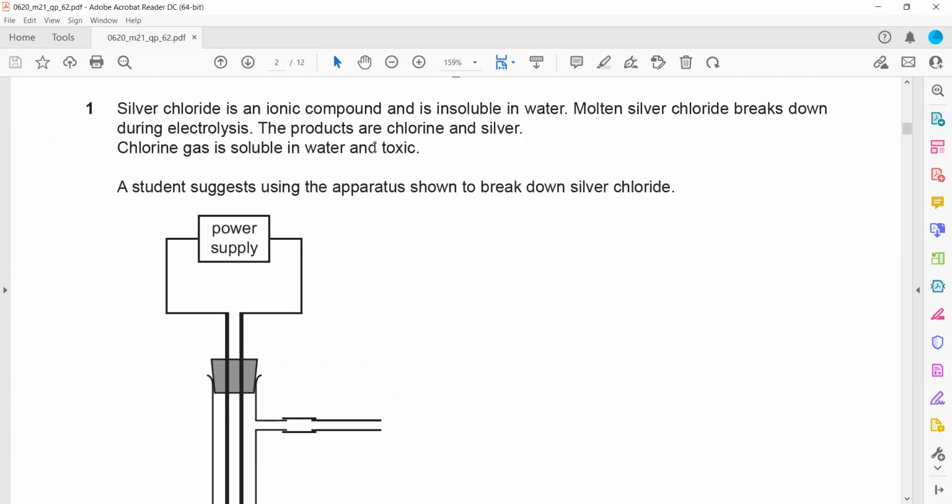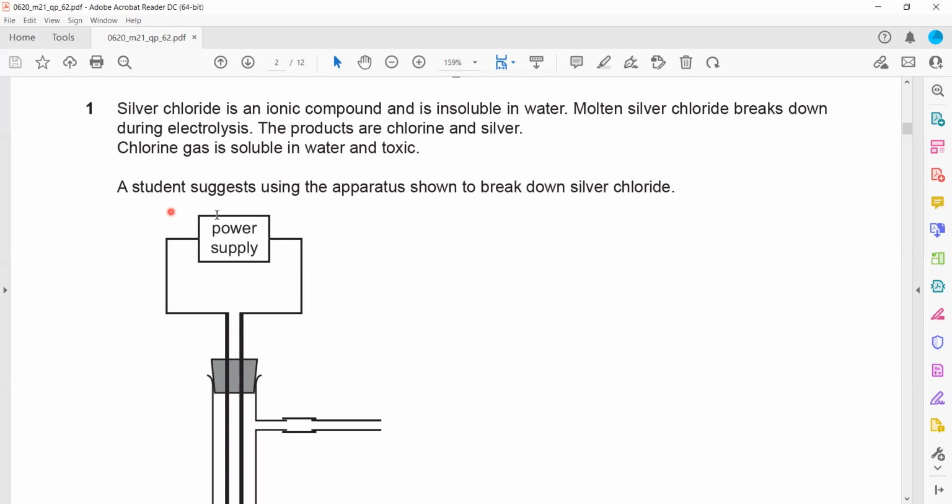In the first question, we have silver chloride, which is an ionic compound, and it is insoluble in water, it does not dissolve in water. The molten silver chloride breaks down during electrolysis. The products are chlorine and silver metal. Chlorine gas is soluble in water and it is a toxic gas.